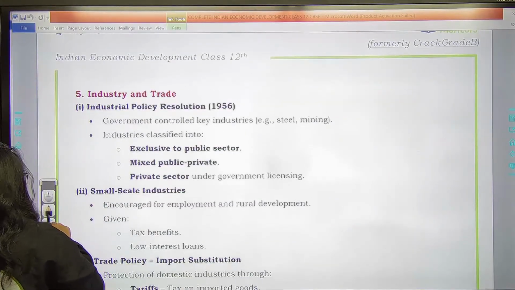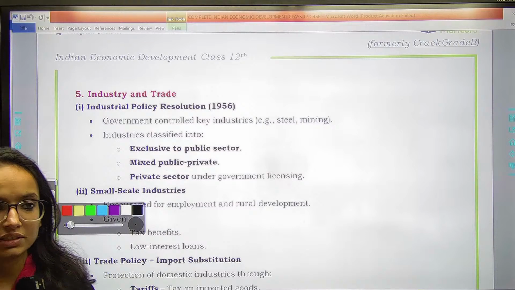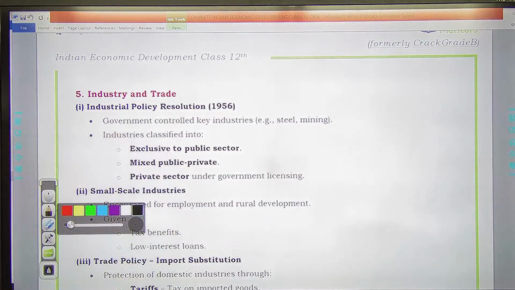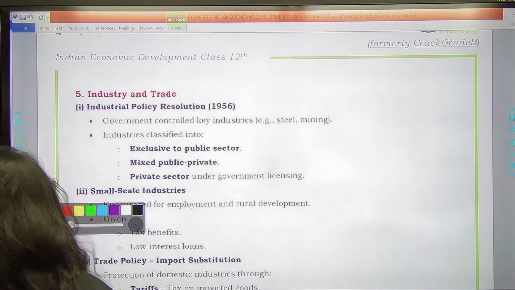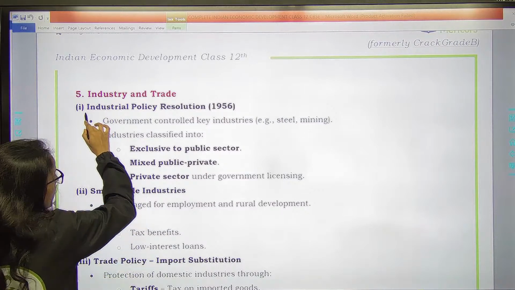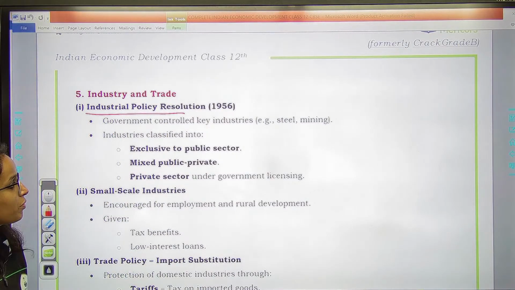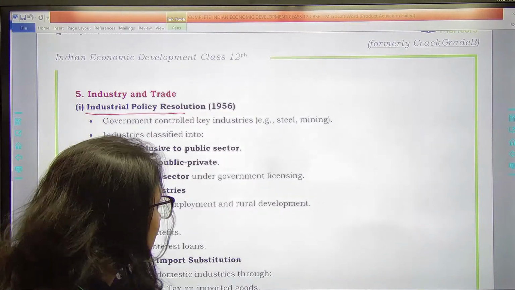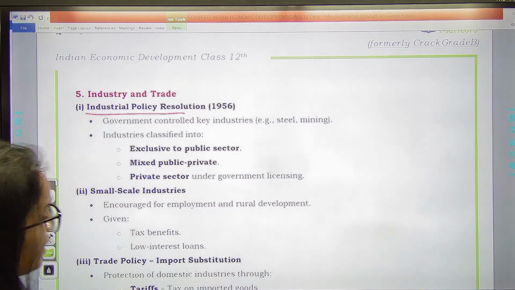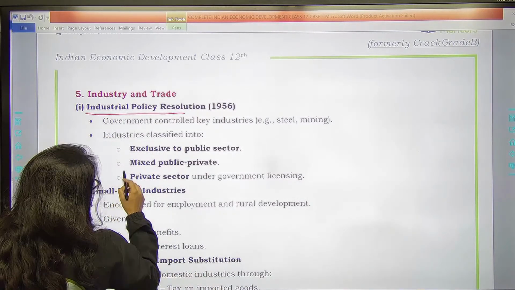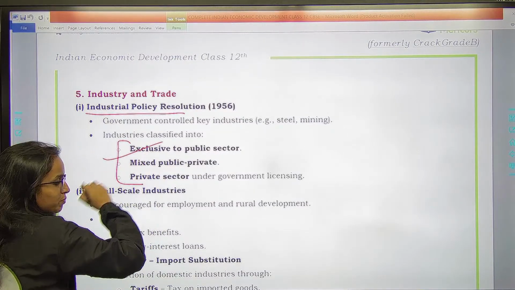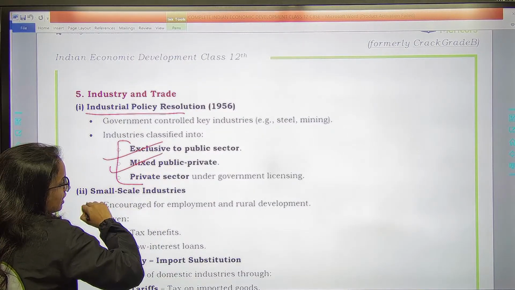Then industry and trade between 1950 and 1990. What was the status of industry and trade? Industrial Policy Resolution 1956. So this IPR 1956 was adopted, with the help of which the government controlled the key industries like steel and mining. So exclusive to public sector, mixed PPP and private sector.